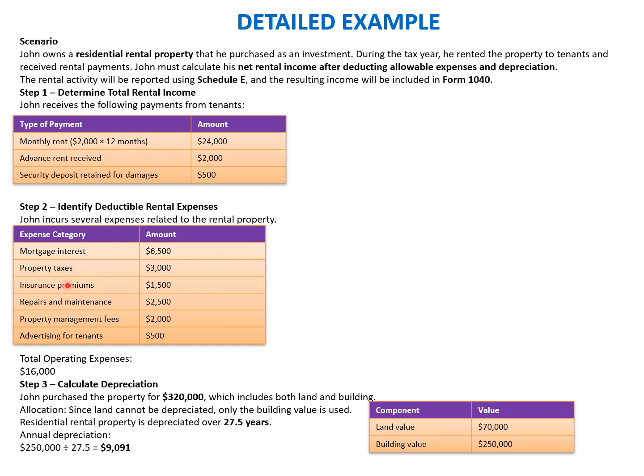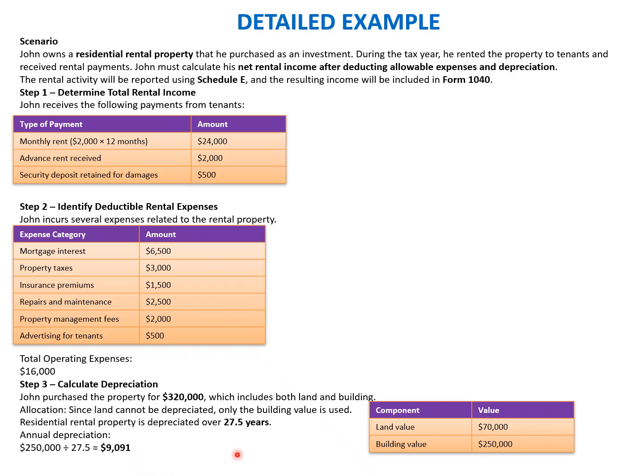So which are mortgage interest, property taxes, insurance premium, repairs, property, and then the advertisement from the tenant. Total operating expenses are 16,000. Next, we'll calculate the depreciation. So John purchased the property for 320, which includes both the building and the land. Allocation is the 70,000 for the land value, building value is 250. We'll divide the 250 by 27.5 to get the total depreciation for that particular year, which is 9091.